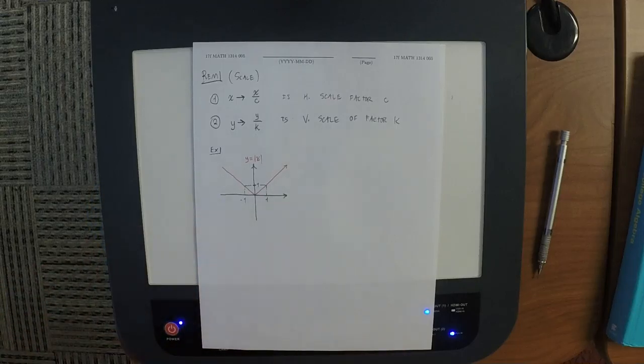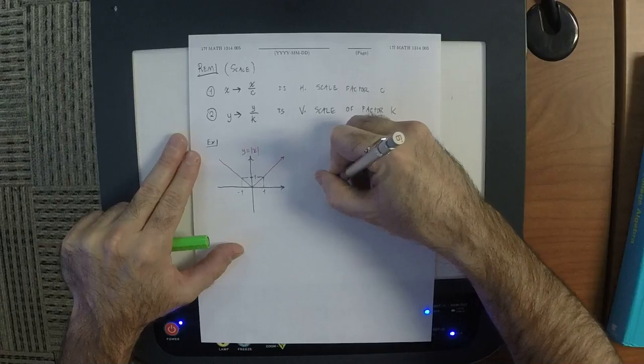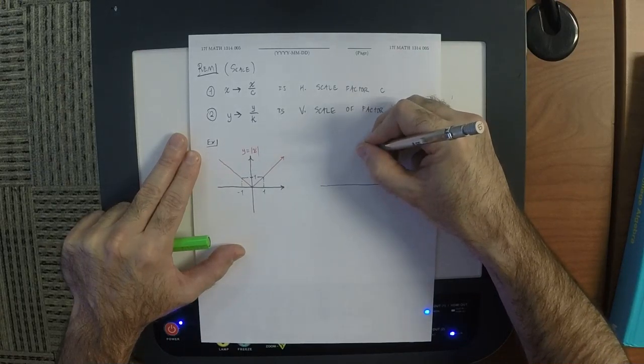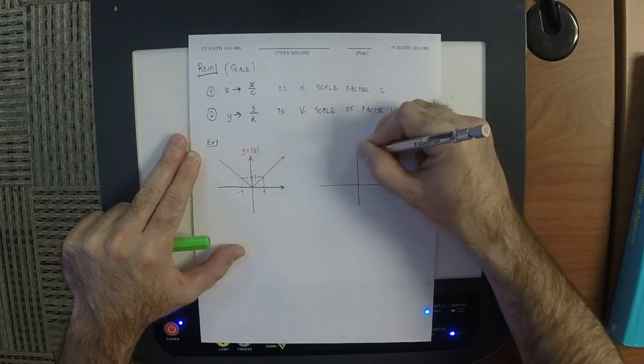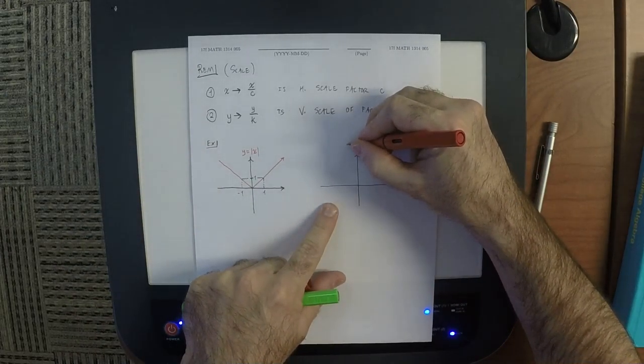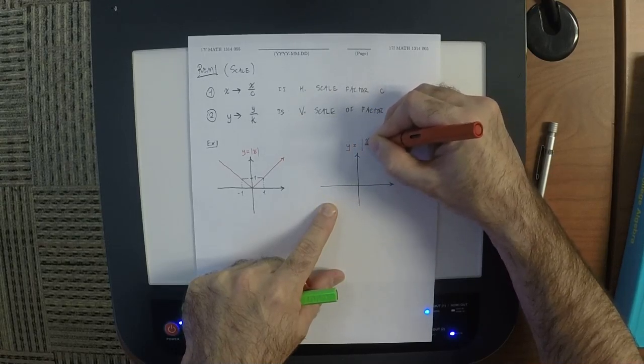Okay. So how about, let's try and imagine what this should look like? And y. So y is the absolute value of x divided by 2.